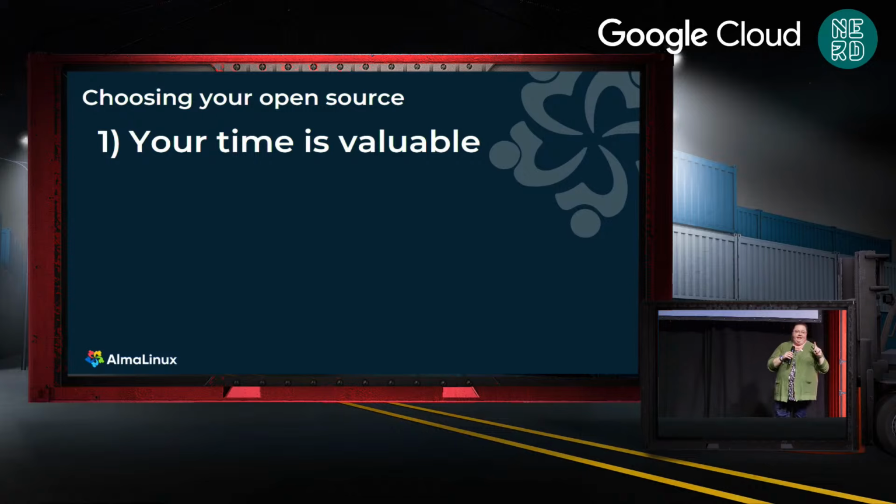The first one is all about time. How much time you have to give to an open source project. Your time is valuable, both to you and to the project that you're contributing to. It is not something that you need to dismiss as you're saying, no, I can do it, I can do it, I can do it. Make sure that you know that.